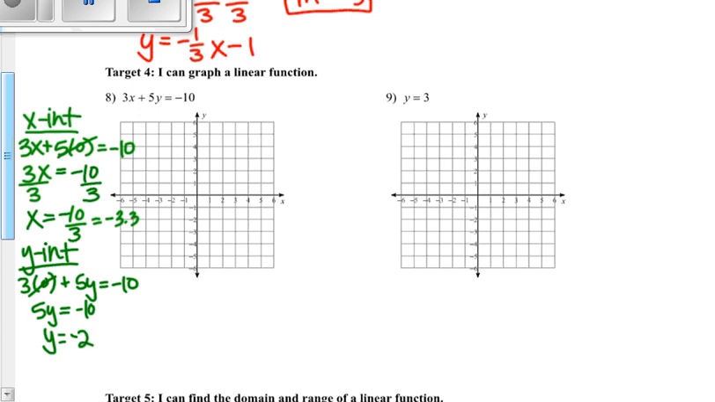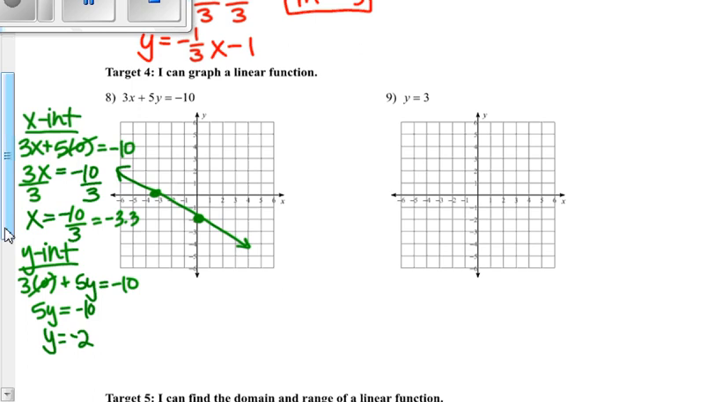So on the x-axis, we were at negative 3.3. On the y-axis, we're at negative 2. So we have 2 points, and so that would be enough to graph. Again, you could just put this in slope-intercept form if you wanted to.